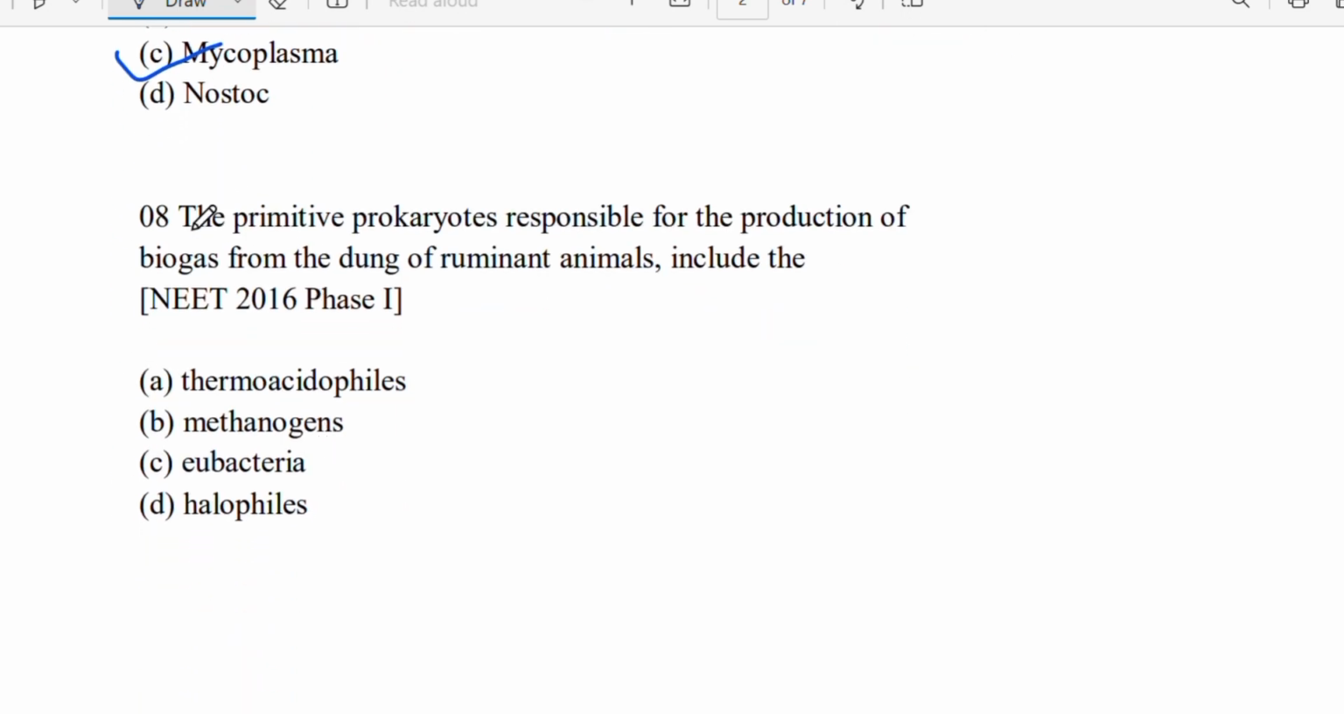Question number 8. The primitive prokaryotes responsible for the production of biogas from the dung of ruminant animals include: option A thermoacidophiles, option B methanogens, option C eubacteria, option D halophiles. And the correct option is option B, methanogens.